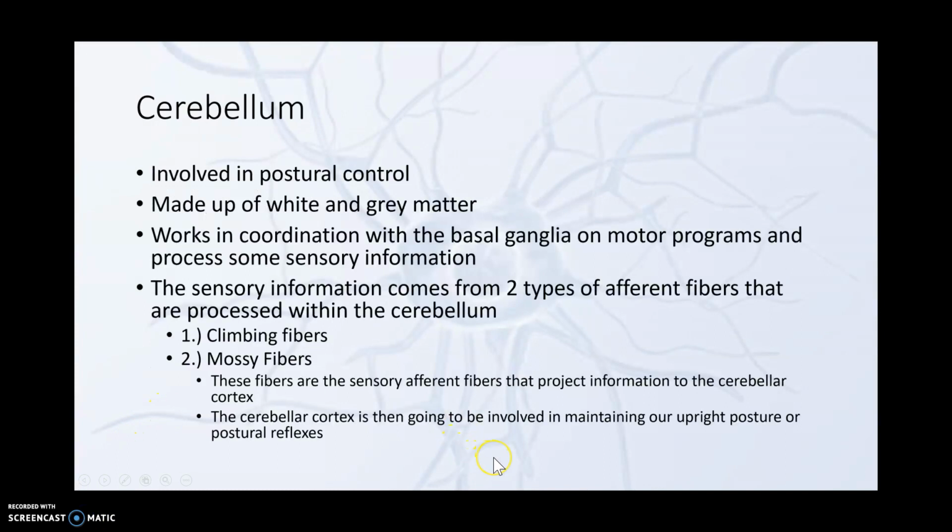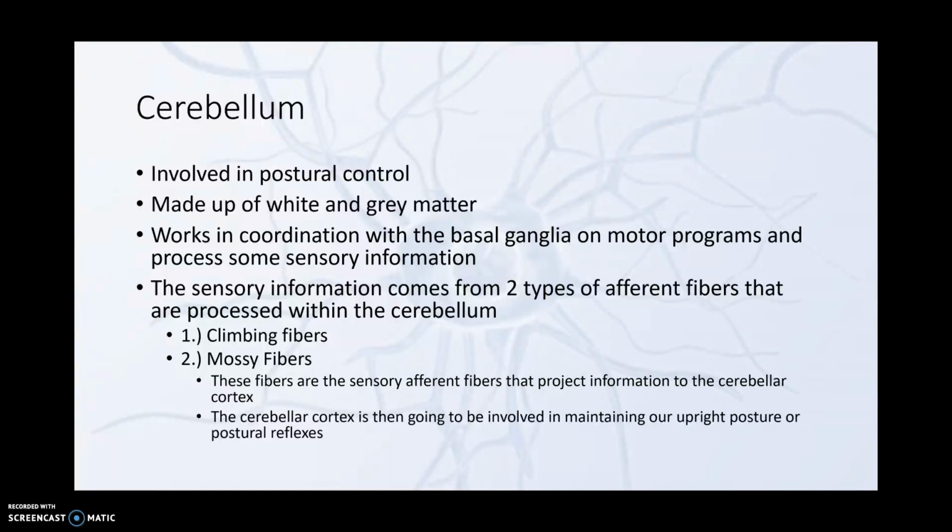Okay, so going on to the cerebellum and its involvement a little bit. This is involved mainly in postural control. It's made up of white and gray matter. This works in coordination with the basal ganglia on motor programs and processes some sensory information too. So again, this is a little bit of our checks and balances too.